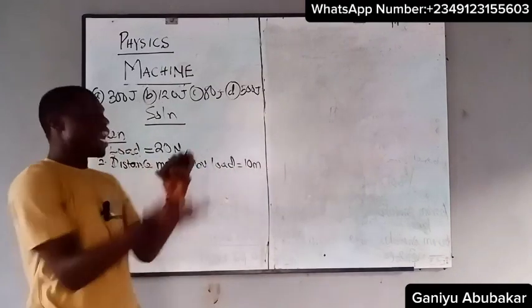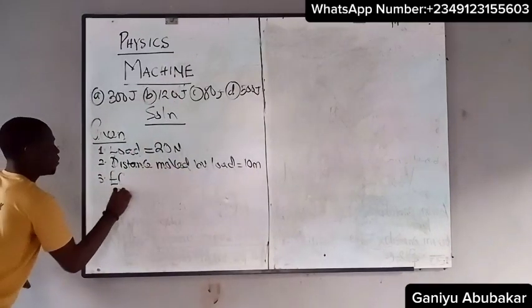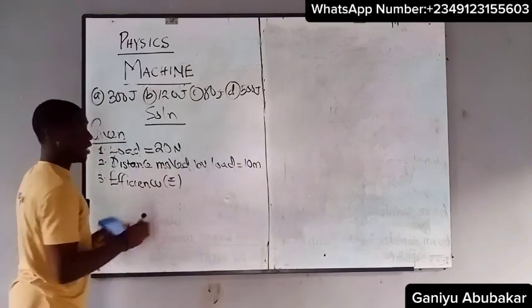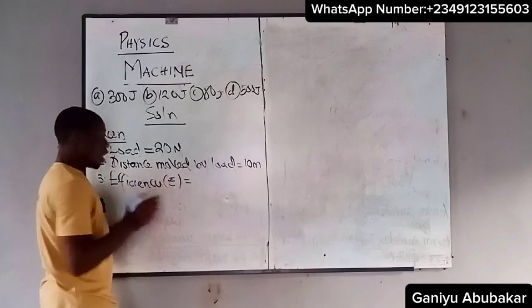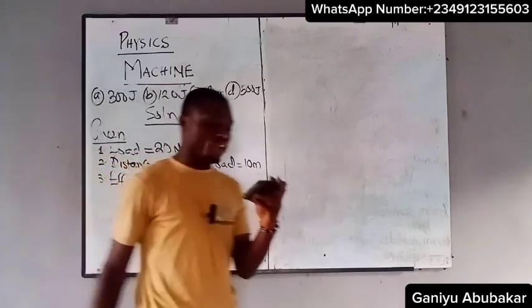Next up, I'm given the efficiency of the machine. Number 3, I'm given the efficiency, that's E, capital E, equal to 40%. Now the question says how much work is done.